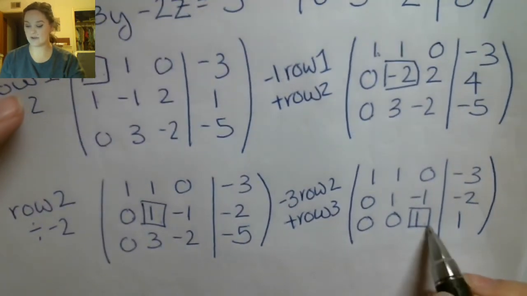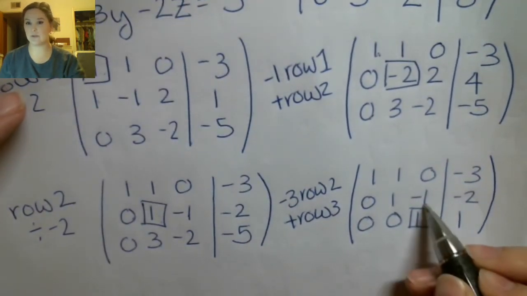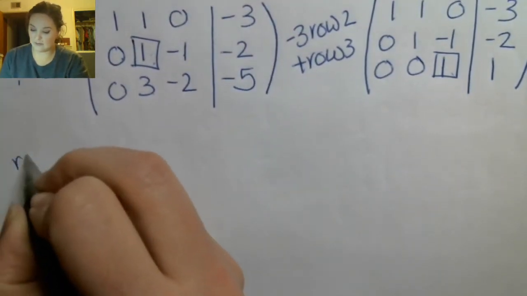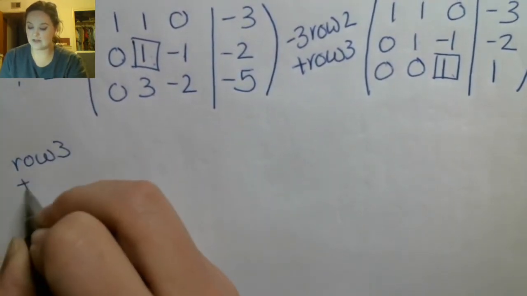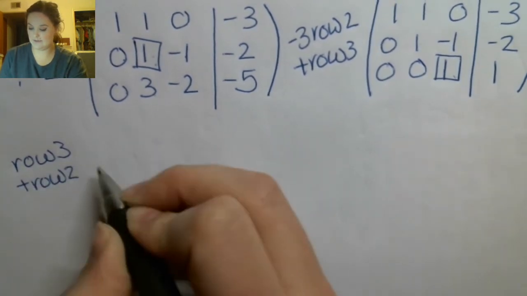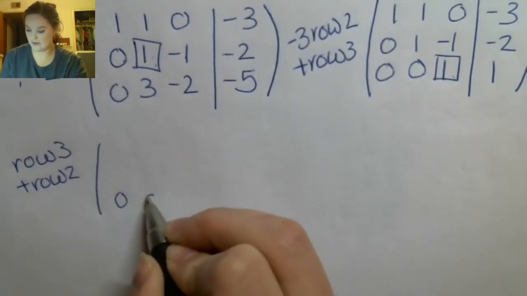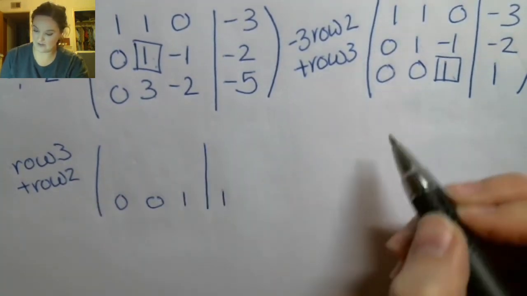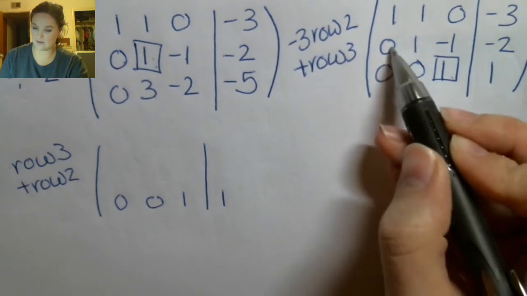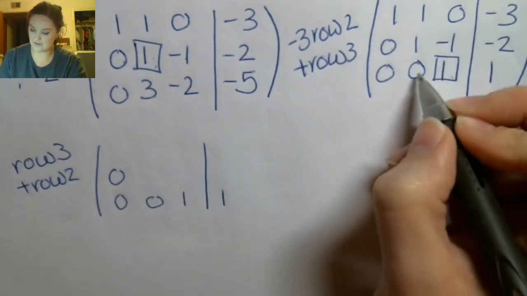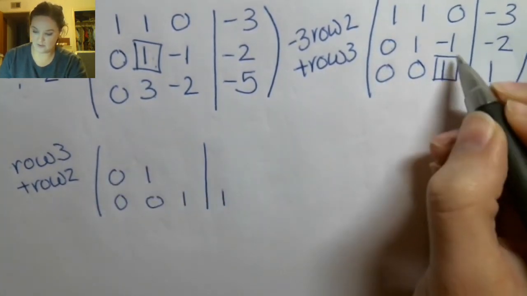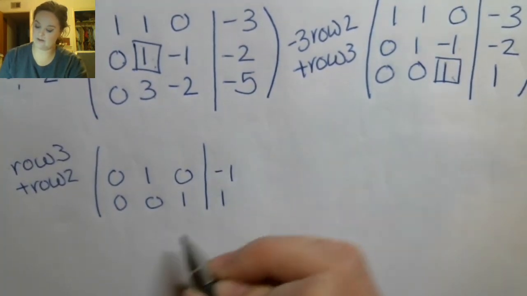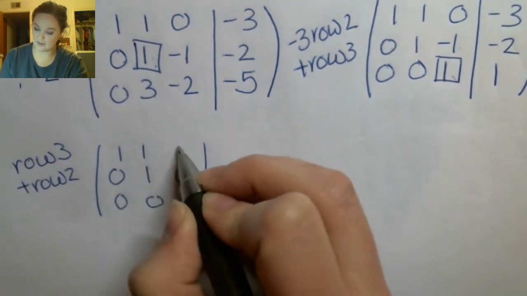Okay, so I'm still focused on this position and I want to use it to eliminate above. Okay, so I'm just going to take row 3 and I'm going to add it to row 2. So I'm going to copy my third row. Okay, so I'm just going to add it. 0 plus 0 is 0. 0 plus 1 is 1. 1 plus -1 is 0. 1 plus -2 is -1. Okay, and then I'm just going to copy my top row.